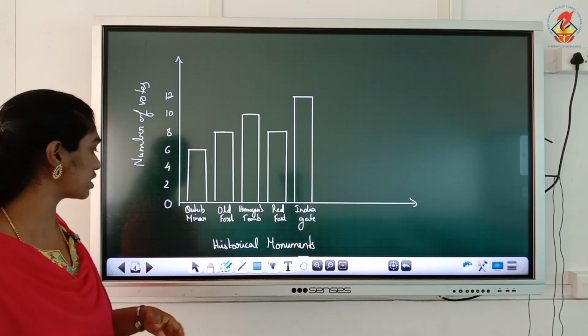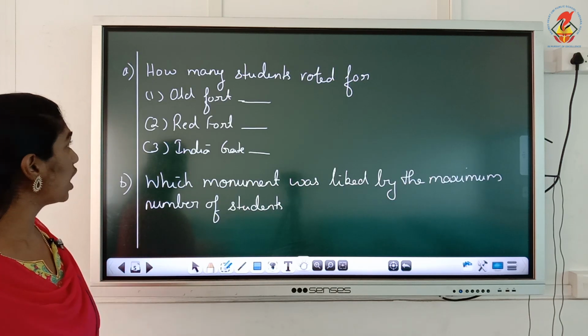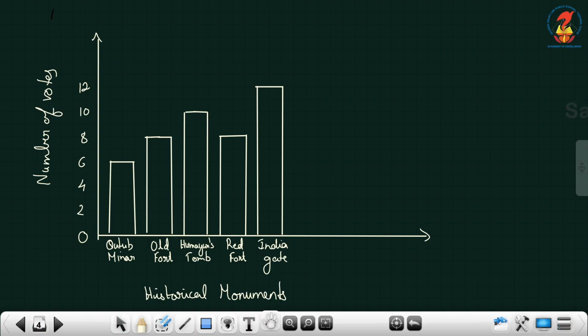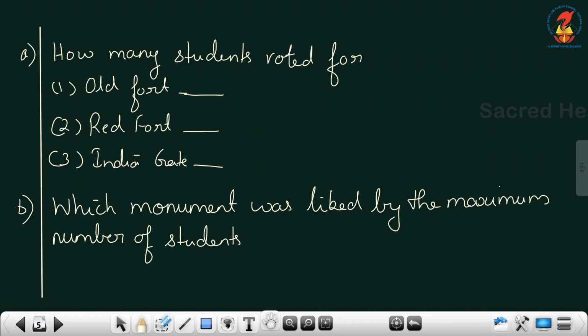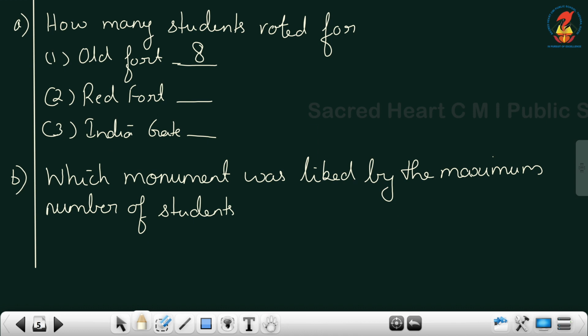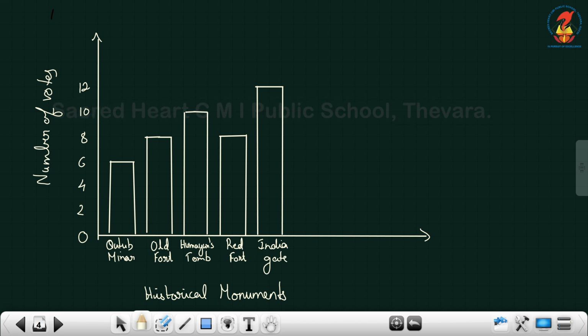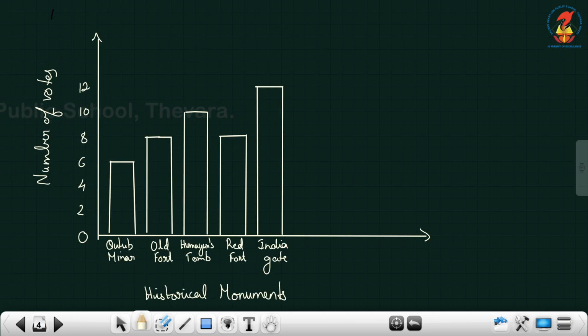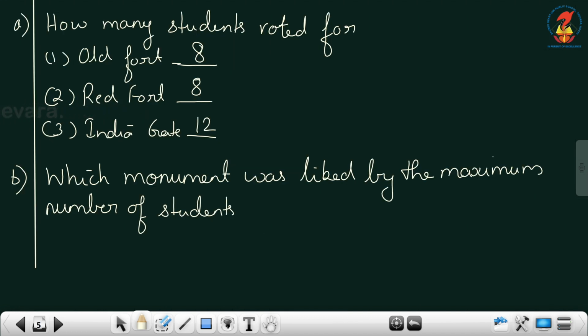Now we will answer the questions from this. How many students voted for Old Fort? This is Old Fort. How many students? 8. So the answer is 8. How many students voted for Red Fort? Red Fort, there are also 8 students. So write 8 here. How many students voted for India Gate? That is 12. So write 12.